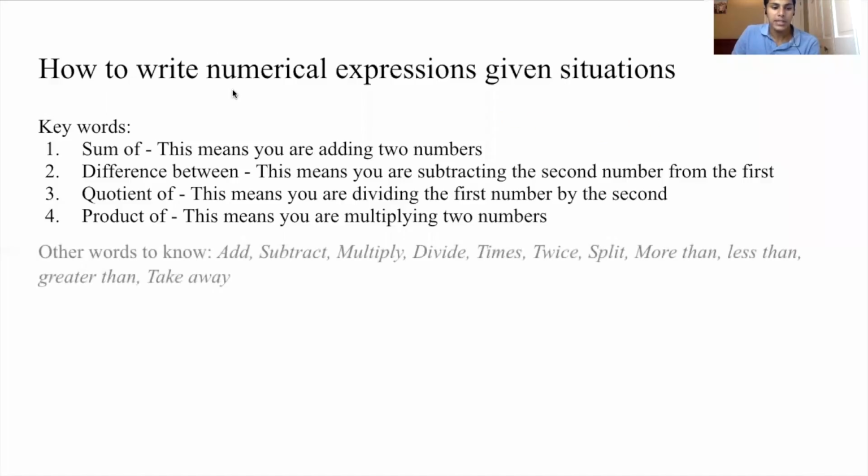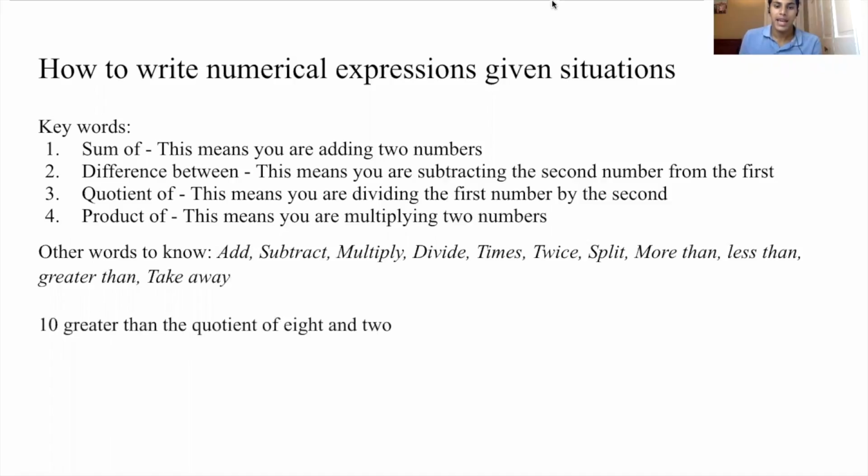Some other words you may need to know are add, subtract, multiply, divide, times, twice, split, more than, less than, greater than, and take away. I know that's a lot of words, but when you get to questions, you can logically think about what each of these may mean, and you'll be able to write a numerical expression. But the four words above, sum of, difference of, quotient, and product of, are the specific terms that are representing each of the different operations. So let's look at a few examples using these words to write numerical expressions.